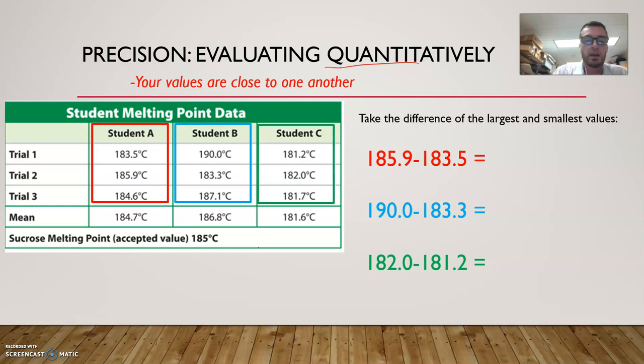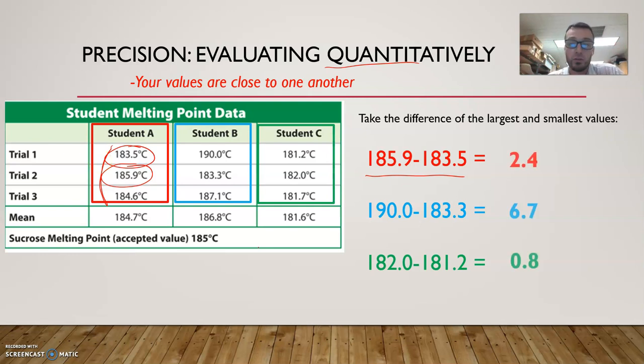So for example, for student A, when we're talking about precision, we're asking, are they all close to each other? That's why we take the difference between the highest and the lowest number. So you see how I took the highest number, 185.9, and I'm going to subtract 183.5. That's going to get me how much of a spread there is, basically how much difference there is between this set of numbers. We can do the same for student B and student C, and if we do that, we see the following.